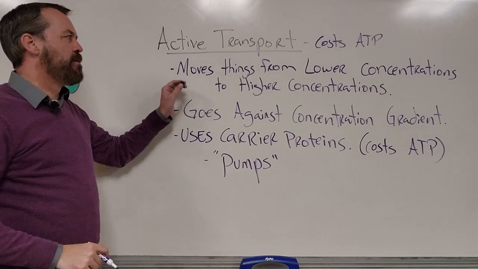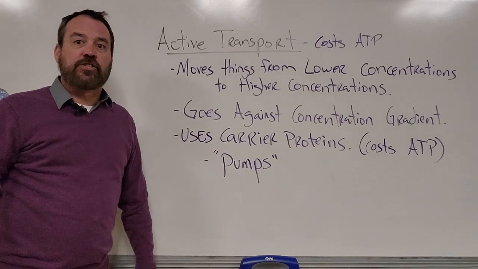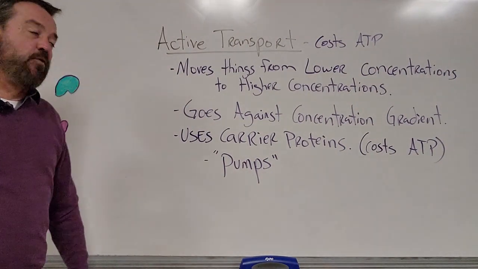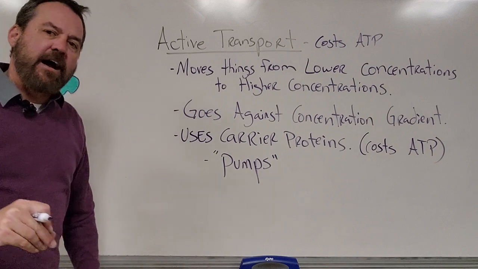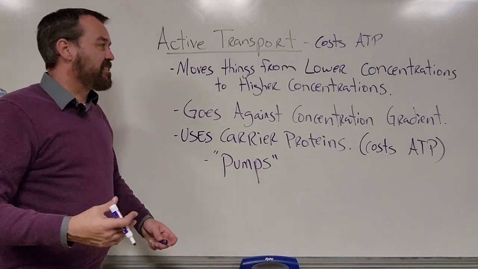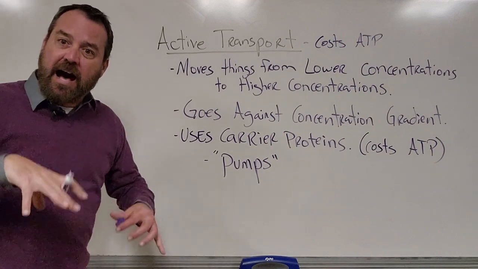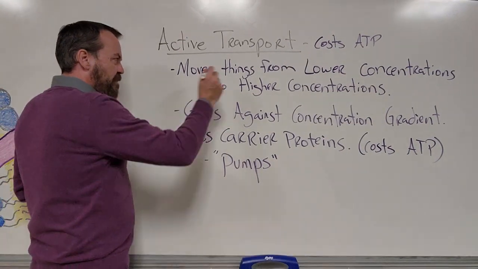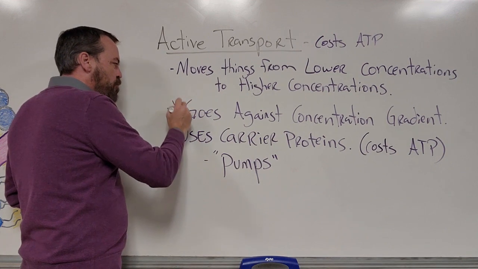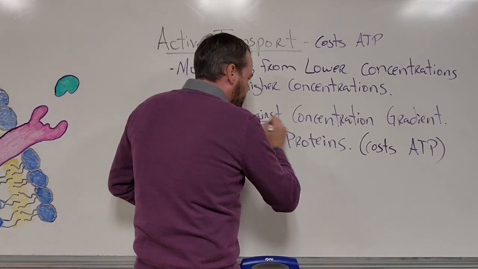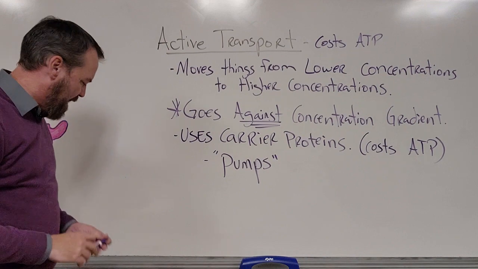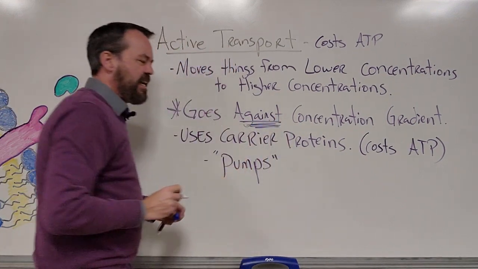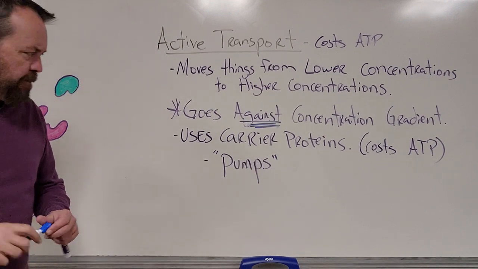So with active transport, we move things from lower concentrations to higher concentrations. Now we're doing the exact opposite of what we've been doing. What that allows us to do is look for or stockpile certain hard to get substances. If we're going from lower to higher, that means we are moving things against the concentration gradient, in the opposite direction.